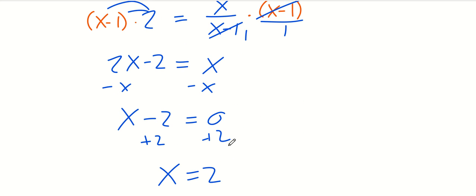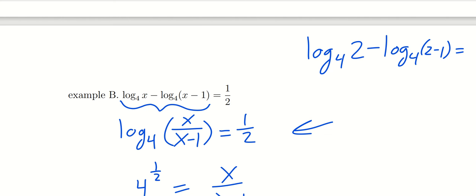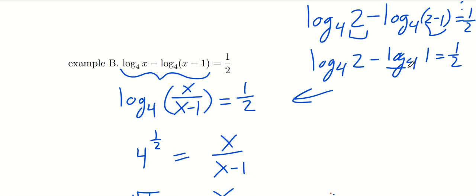So let's go back to this one here. Let's actually check to see if 2 works. Okay. If we have log base 4 of 2 minus log base 4 of (2 minus 1), we want to see, does that equal a half? Just by quick inspection, all of these insides look good. This is log base 4 of 2 minus log base 4 of 1 equals a half. This is one of our properties. Log base b of 1 is always 0 because anything to the 0 power is 1.